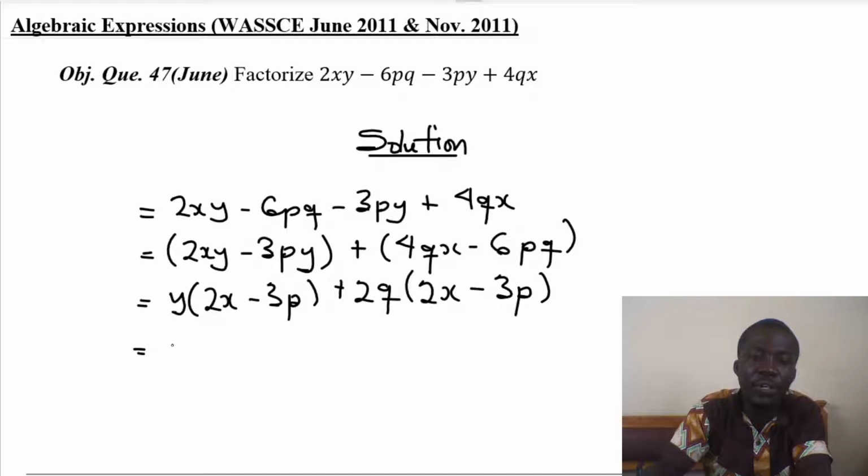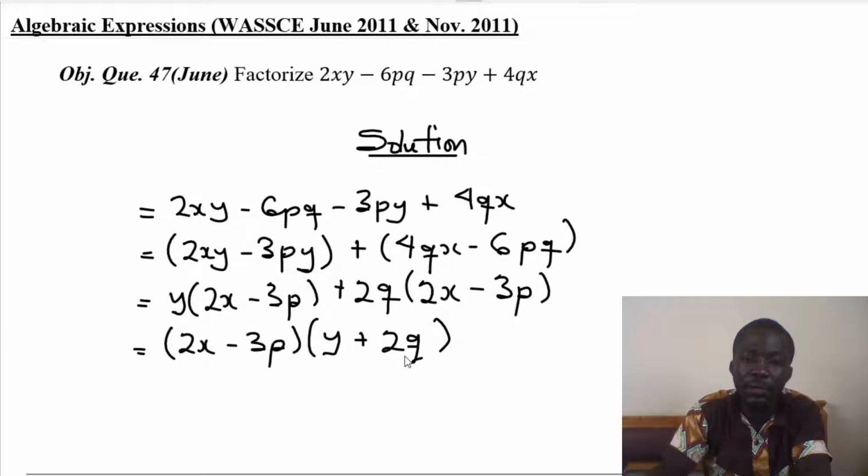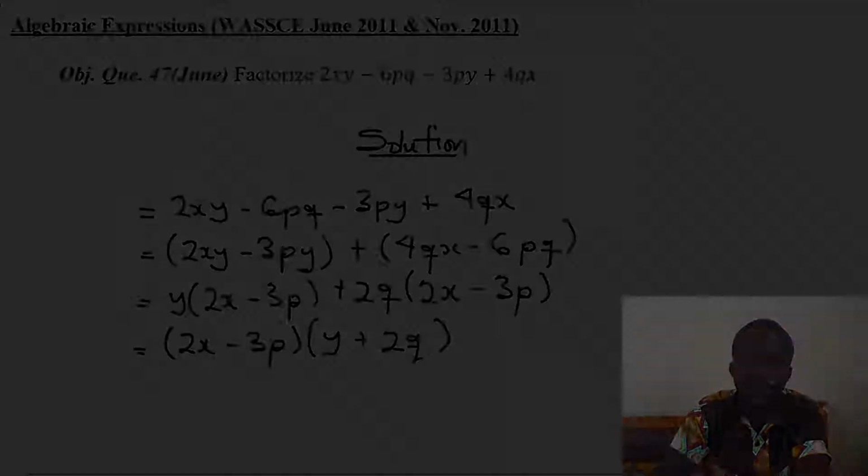Then we can continue by factorizing what we have inside the bracket, which is 2x minus 3p. Then we'll be left with y plus 2q. This will be our final solution.